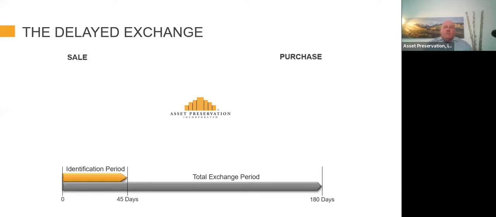The way this works is up at the top is your client, the taxpayer, that's the investor. They're going to list a property with you. You're going to get the property under contract. So once you've got a buyer for it, you're going to call a qualified intermediary and get them involved in the exchange. And what they're going to do is now, as a qualified intermediary, we are going to step into the shoes of the seller.